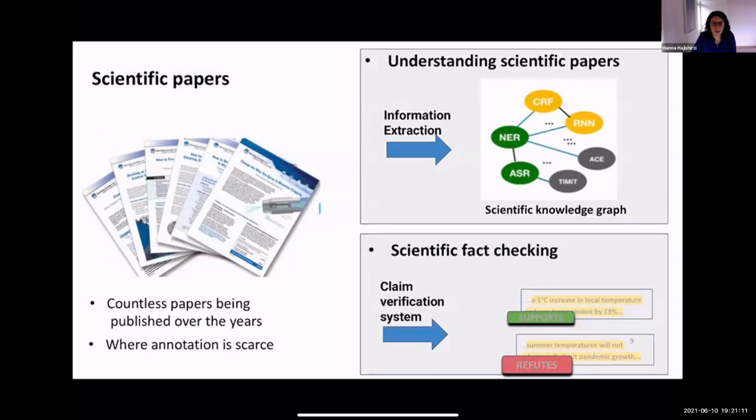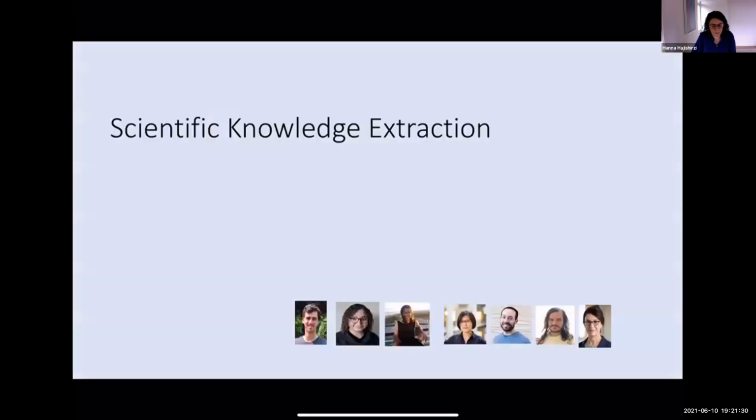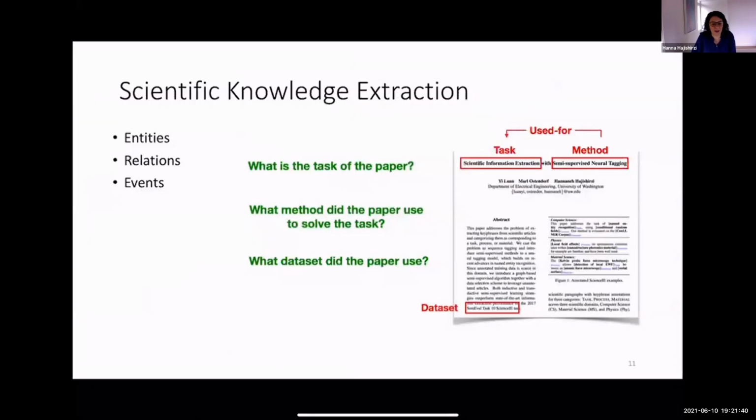Here, I'm going to talk about two research directions that my group is pursuing. One is understanding scientific papers by extracting knowledge about them. And the other is claim verification, being able to evaluate reasoning capabilities of different algorithms. Okay, first, work in scientific knowledge extraction. We have done a series of work on this, and I'm presenting the last one, which is how we build a general purpose knowledge extraction system.